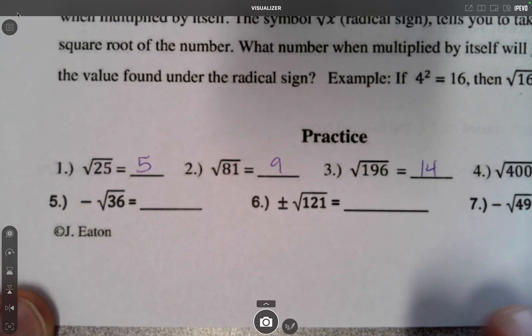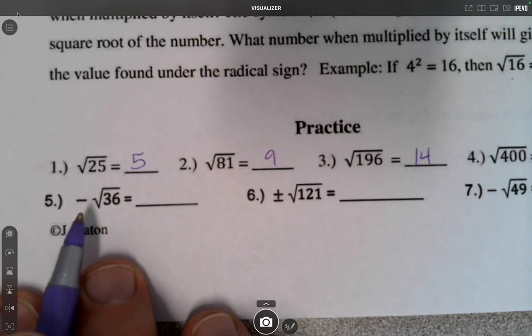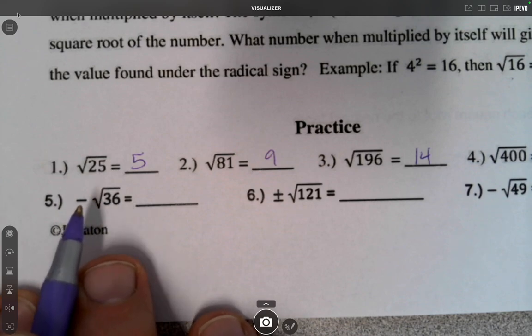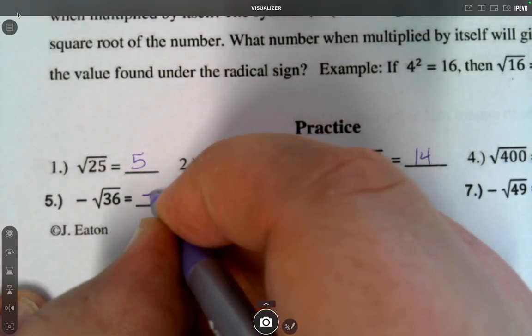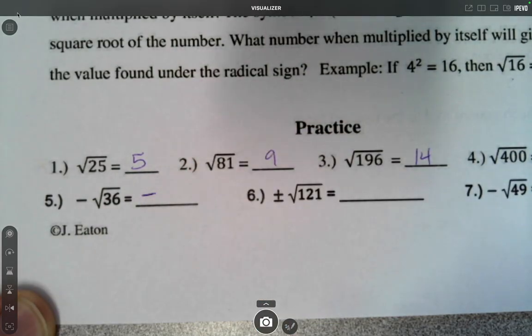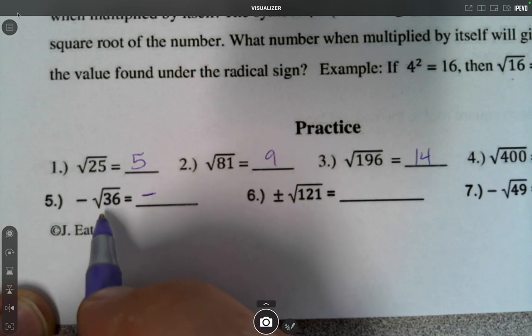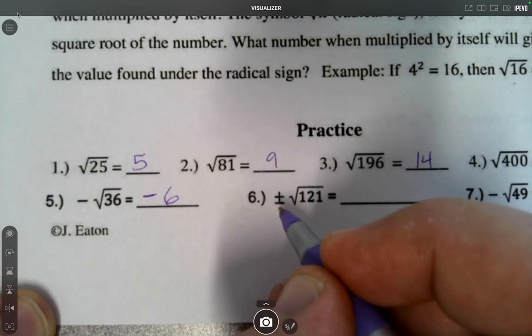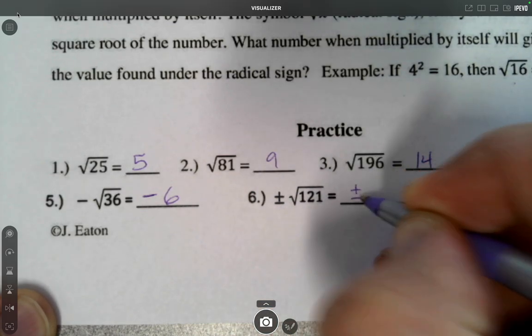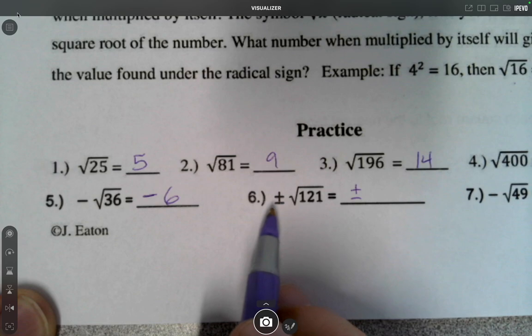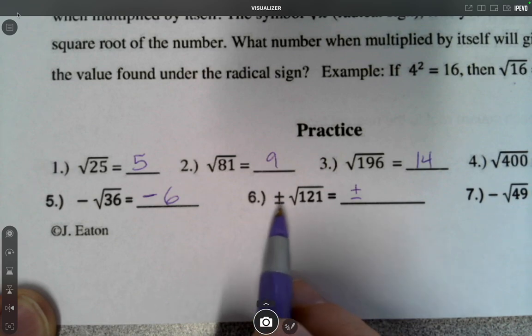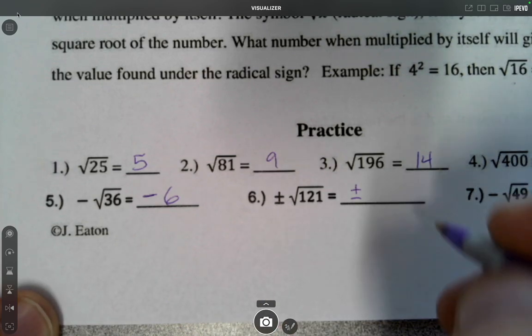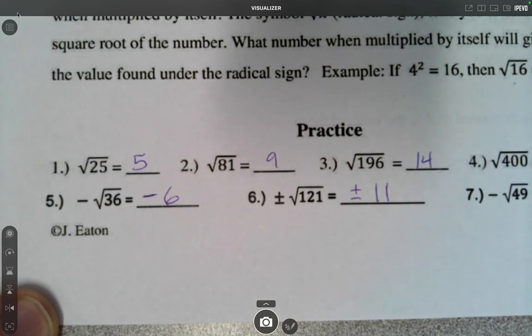Okay, now notice, they may sometimes put a sign out front. You'll have to be later in math before you know why this matters, but for now, you just need to pay attention, and if the signs are there, keep them. So I already know my answer is going to have a negative in front, because of that negative right there. So what times itself equals 36? Well, that'd be 6. So this time, this sign means plus or minus. It's really saying there could be two answers. It could be the positive square root of 121 or the negative square root of 121. And for both of those, it's 11.